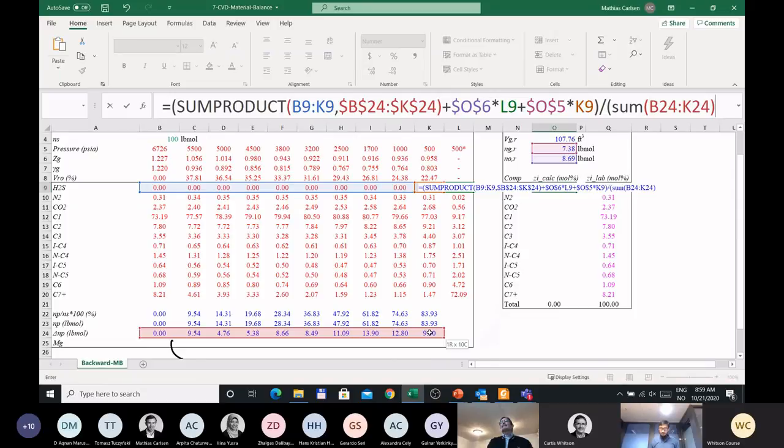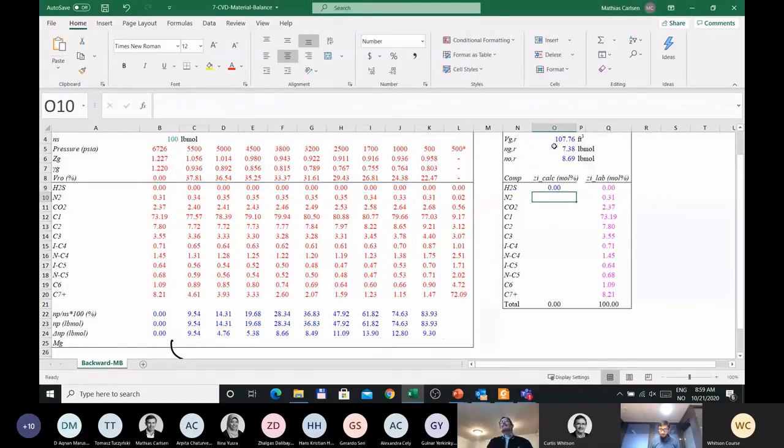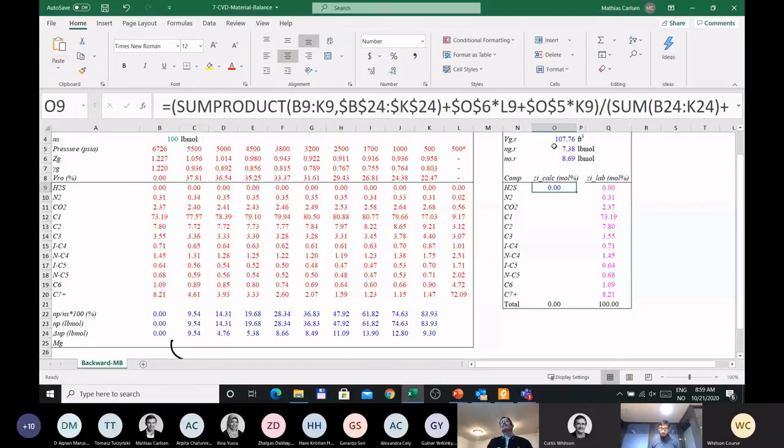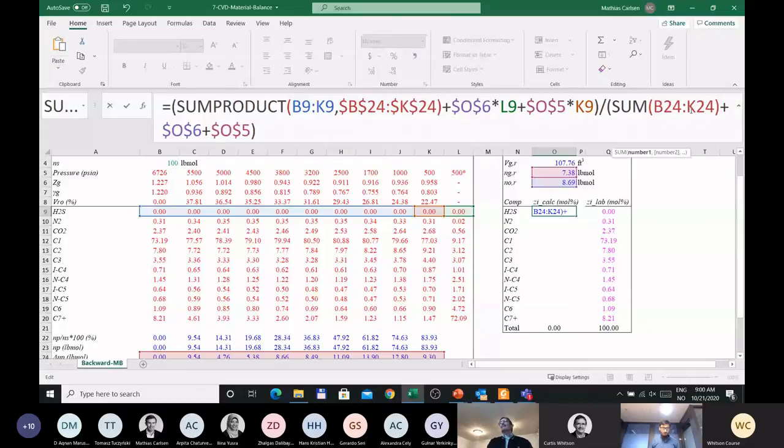Plus the residual oil moles plus the residual gas moles. This has to be fixed. This also has to be on this one.